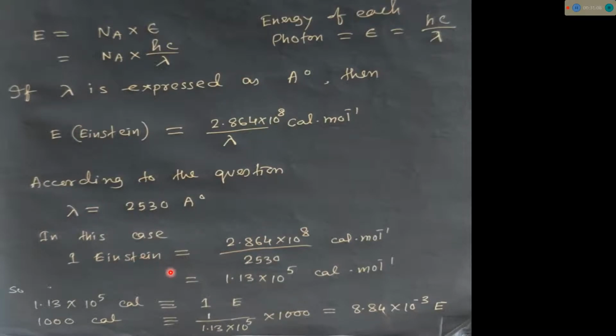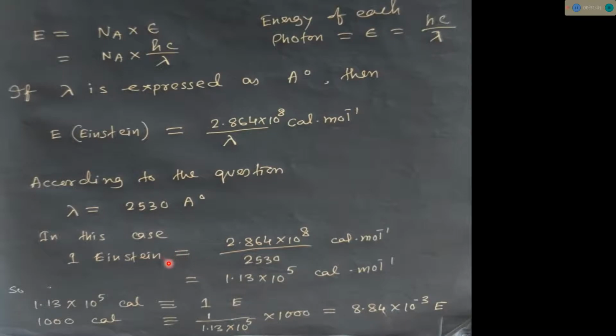So one Einstein becomes 2.864 into 10 to the power 8 upon 2530 calorie per mole. So one Einstein is equal to 1.13 into 10 to the power 5 calorie. One Einstein per mole means we are considering 1 mole, that is, Avogadro number of photons. So one Einstein equals 1.13 into 10 to the power 5 calorie per mole. Now 1.13 into 10 to the power 5 calorie equals 1 Einstein.